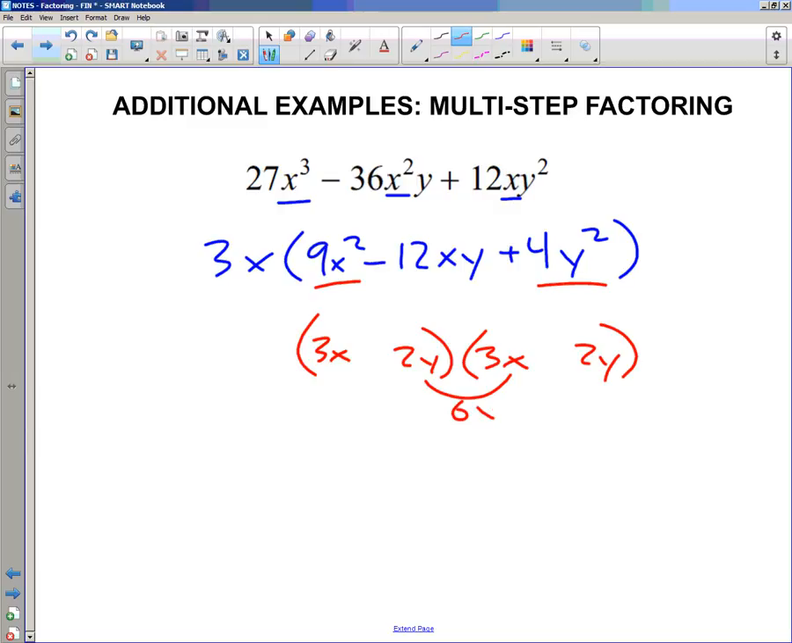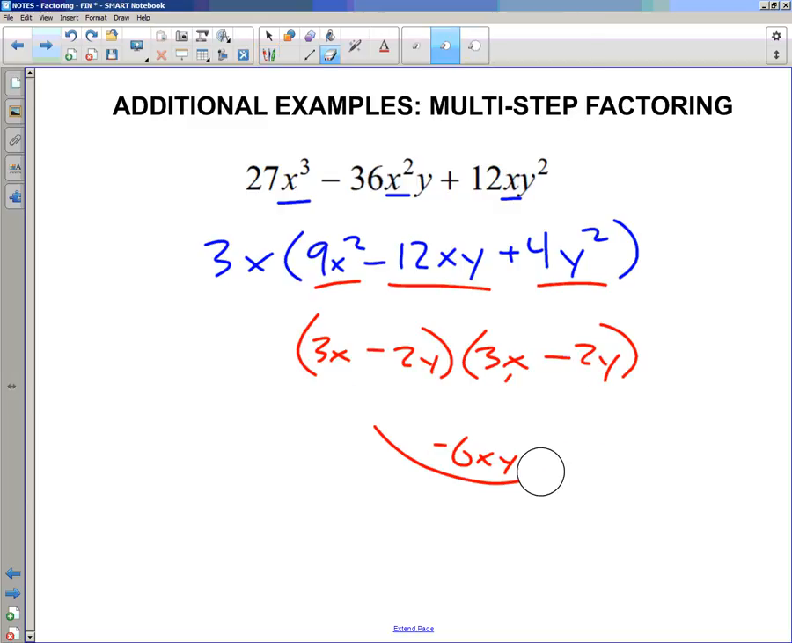This will give us a 6xy and a 6xy. We're trying to get a negative 12xy. Yeah, and if both of these were negatives, that would work. So that looked kind of messy at first, but it was relatively easy to factor once we noticed those perfect squares. Not guaranteed to work, but oftentimes it will.